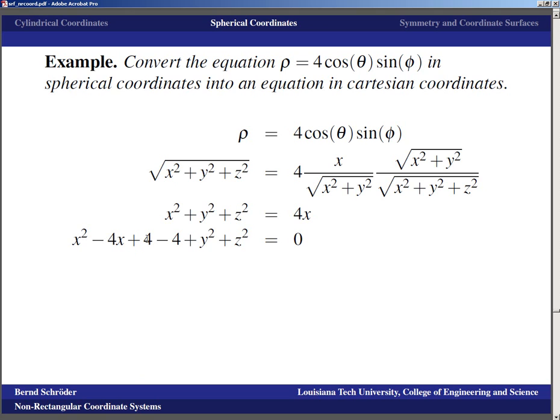The term that completes the square is a plus 4 minus 4, plus y squared plus z squared. And so if we bring the negative 4 over, the y squared plus z squared stays. X squared minus 4x plus 4 is x minus 2 quantity squared, and that is the best way to write that Cartesian equation. And it is an equation of a sphere. The radius is 4, and the origin is at 2, 0, 0.